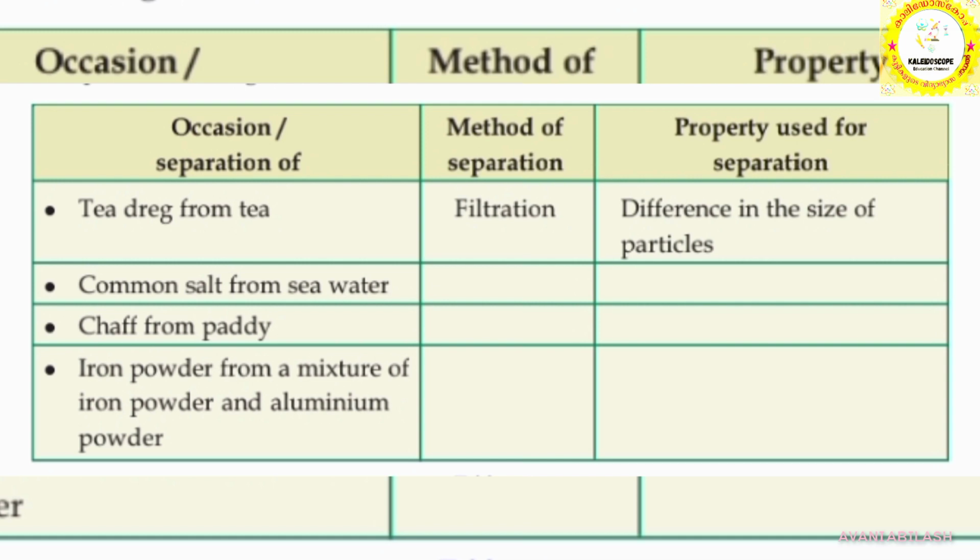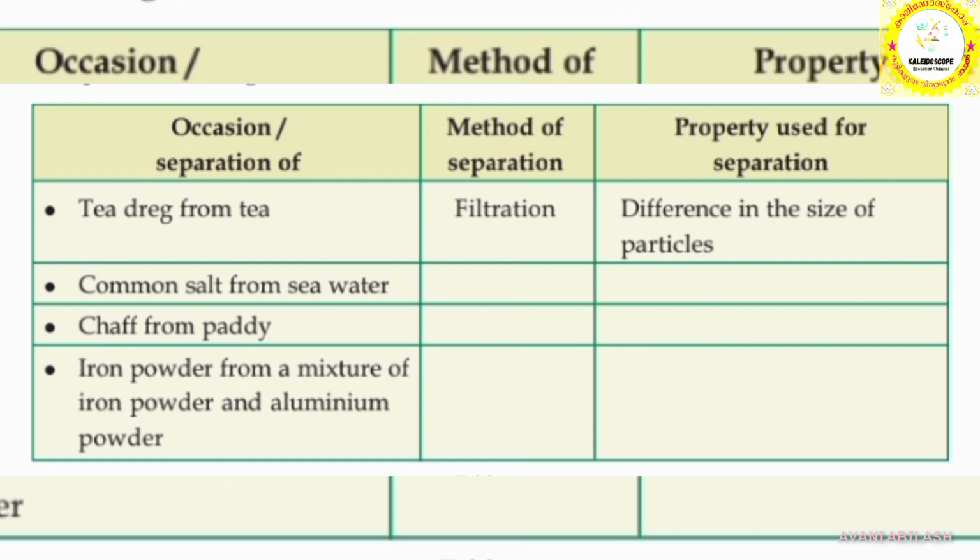Friends, you can see many separating methods in this table, isn't it? Which are those three columns you see? Yeah, occasion of separation, method of separation, and the property used for separation. So let's complete the table. The first occasion is tea dregs from tea. How can we separate that? Yeah, we can separate it by filtration. The property used for separation is difference in the size of particles.